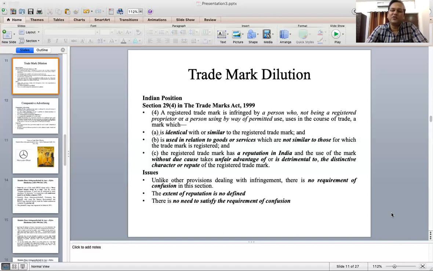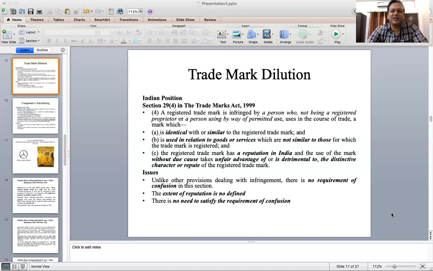And the use of the mark without due cause takes unfair advantage. Okay, so this is also important. The first thing is that the mark must be reputed in India because we are considering the well-known trademark. And the second thing is that the mark was used without due cause, and the person who is using it takes unfair advantage of, or the use is detrimental to, the distinctive character or repute of the registered trademark. So this is all about the Indian position.